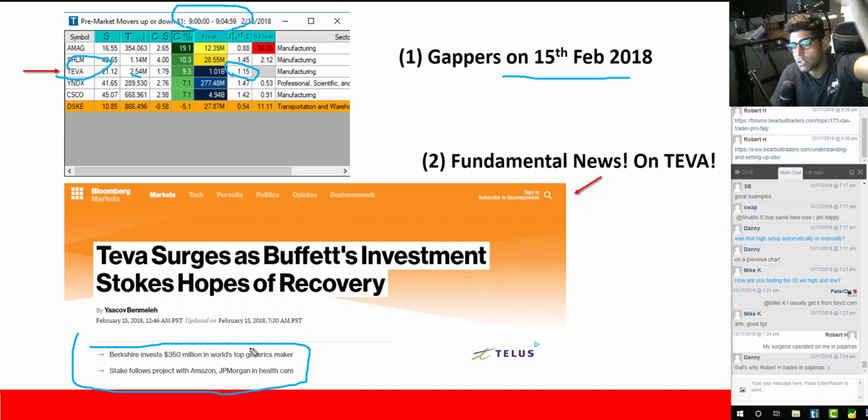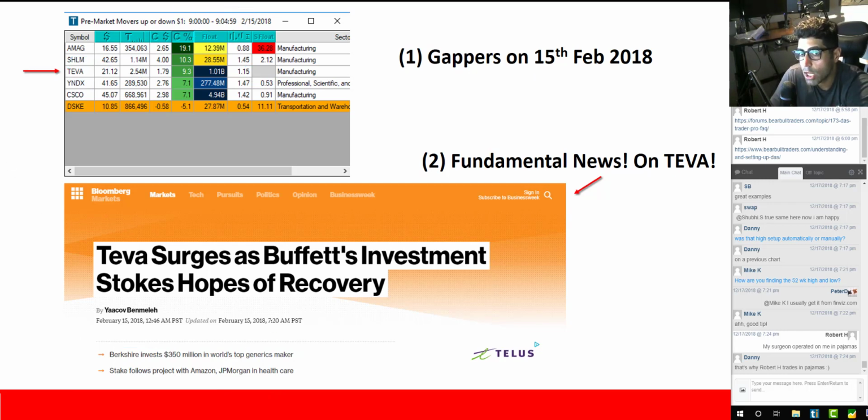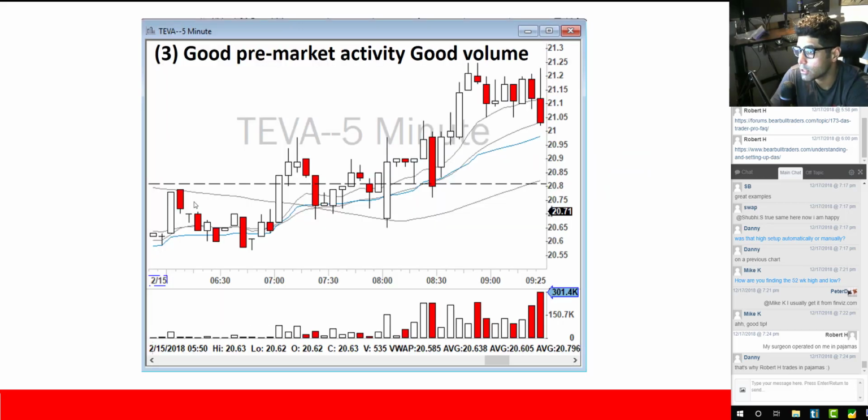The news came out and then the stock gapped up. Everyone is coming in because everyone wants to piggyback behind Warren Buffett. So that's a really good, interesting news. I would accept that as a good fundamental news.